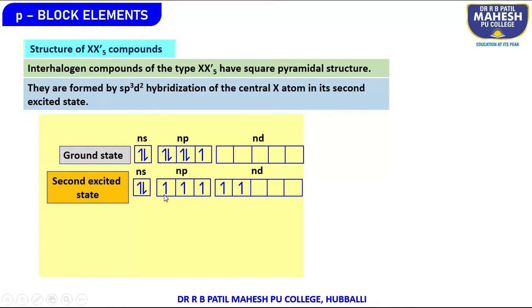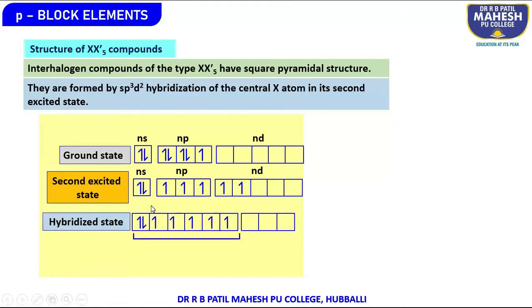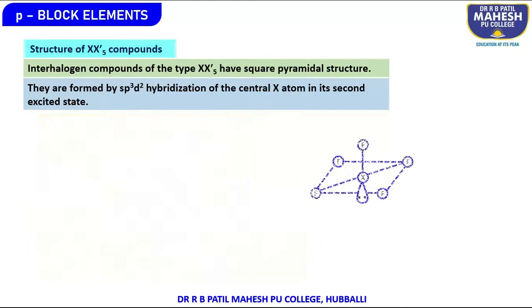So now the total number of unpaired electrons is going to be 5, and there is one paired electron that should be included in hybridization but not in deciding the structure. So hence hybridization is going to be sp3d2. So when I combine all the orbitals involved in hybridization, it is going to be sp3d2. So it is a square pyramidal structure of xenon pentafluoride.